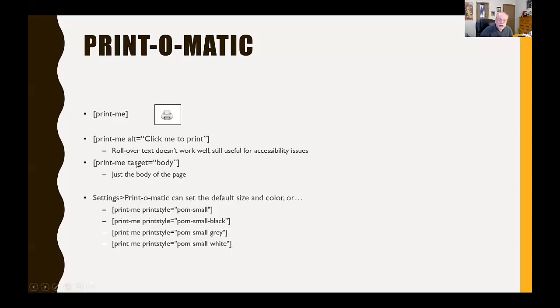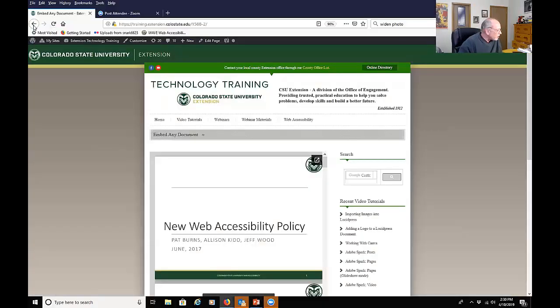Print me followed by space, target equal, and then the word body in quote marks will just print the body of the page. I'd strongly recommend using this one, or at least giving the end user an option of using this one. And these last four are simply the size and color of the icon itself. POM stands for Print-O-MATIC, so print style equal, and you can go palm small black, palm small gray, and palm small white. We'll quickly look at these. These are going to stack up a bunch of icons on top of each other, which I do not recommend, but I'm simply showing you here what your options are. So we'll go back to our main screen and back to all of our pages.